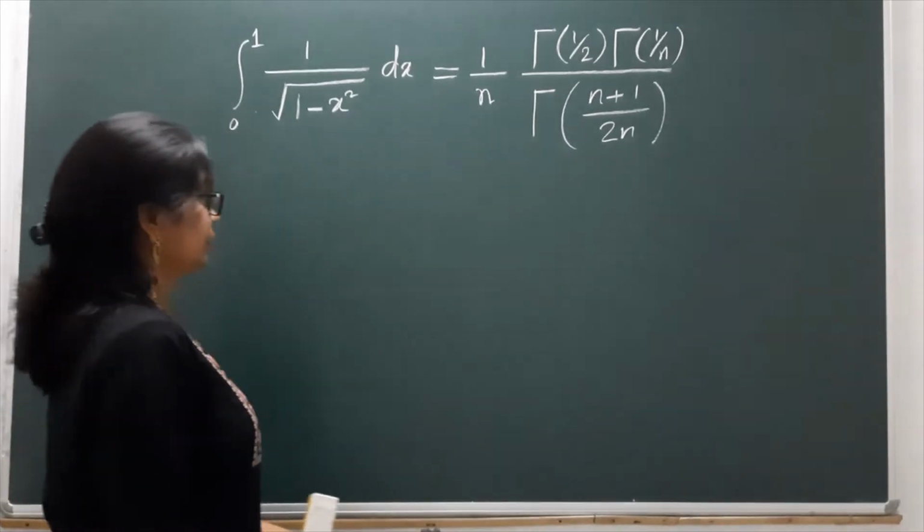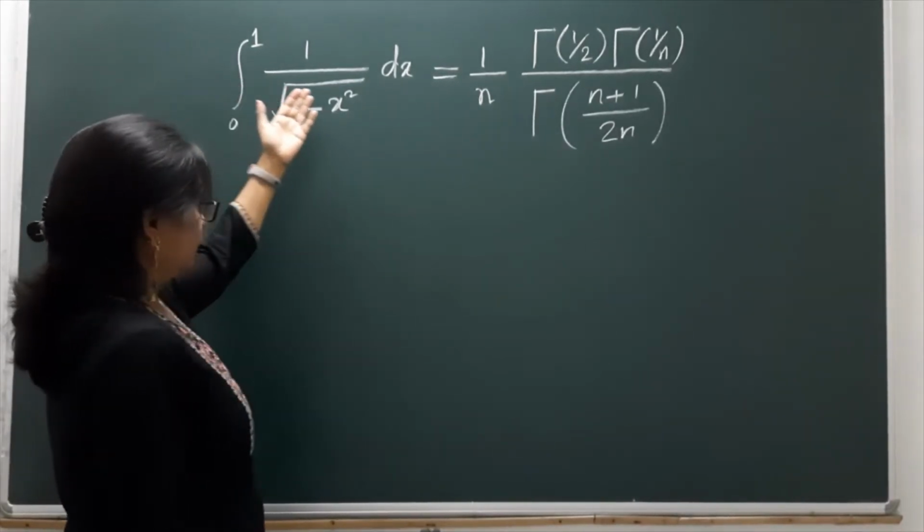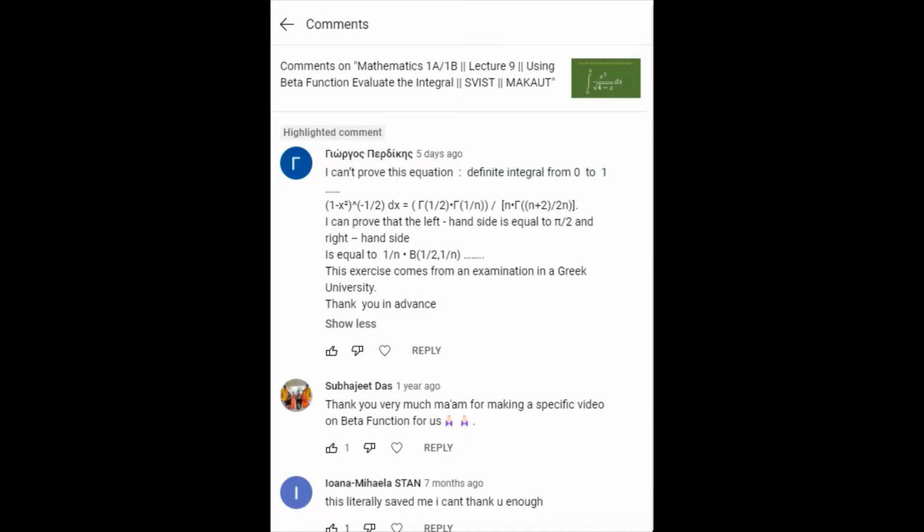The question is, the equation... According to George's message, he has found out the left hand side of the equation as pi by 2, and the right hand side he found as half of beta half comma 1 by n. His question is that how to find the right hand side as pi by 2.